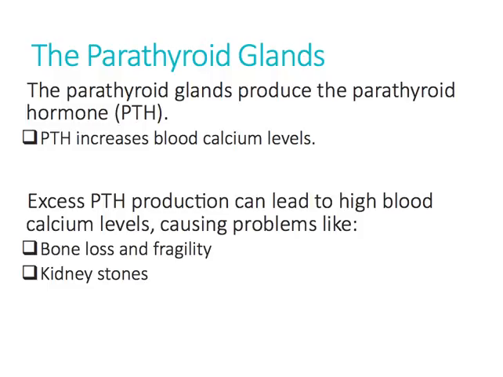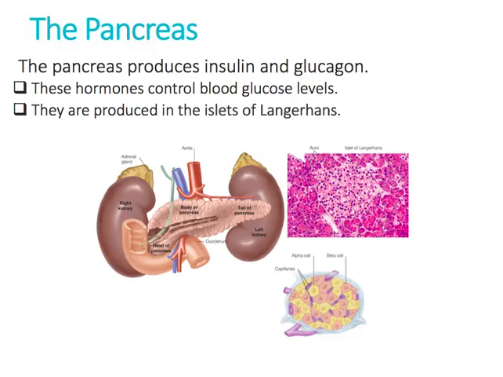Parathyroid glands, they produce particularly the parathyroid hormone, which plays a very big role in calcium levels. If you have too much calcium in the blood, you can have bone loss. They can also make your bones more fragile. And the big one is kidney stones. So the parathyroid gland hormones, particularly the parathyroid hormone, play a very important role in controlling calcium levels in the blood.